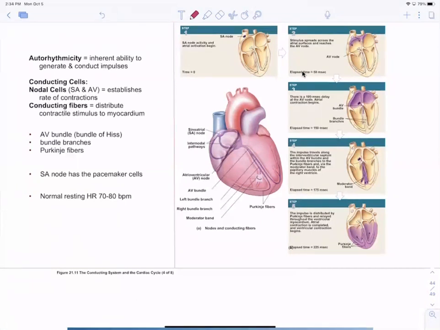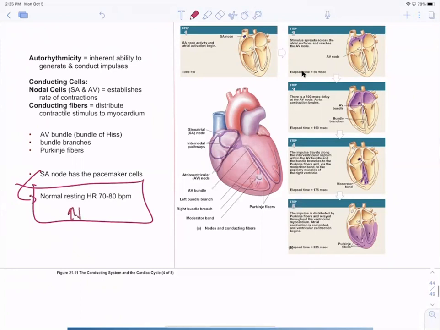If you don't have enough oxygen, your cells don't work, right? Including your brain, your nervous tissue. So normal resting heart rate is between 70 and 80 beats per minute, or cardiac cycles per minute. The SA node sets this rate. Of course, your autonomic nervous system can increase or decrease your heart rate if you need to increase your cardiac output, right? Or decrease your cardiac output.